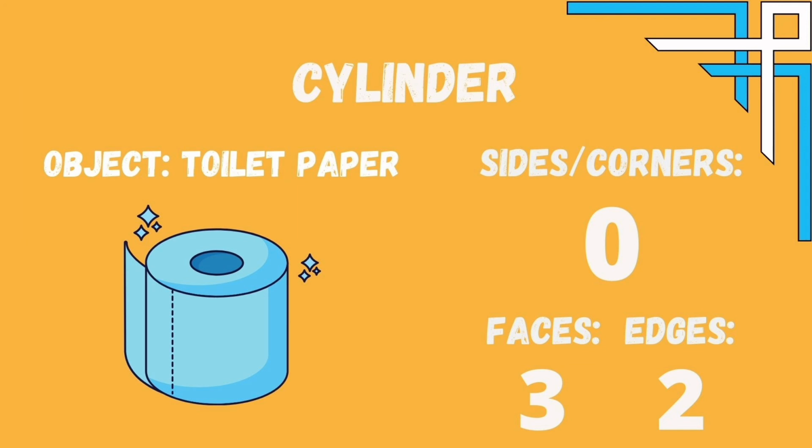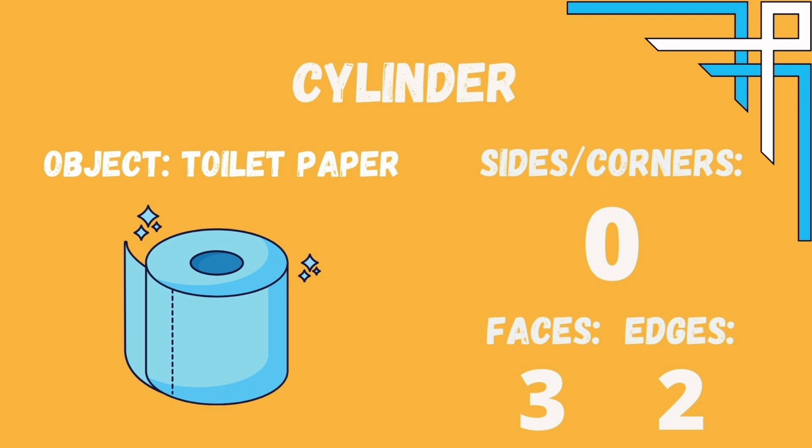Second, we have the shape cylinder. Are you familiar with this one? Well, let's take a look at our object, toilet paper. It has 2 flat ends in the shape of circles. So, because its faces are curved, it doesn't have sides or corners. But it has 3 faces and 2 edges.